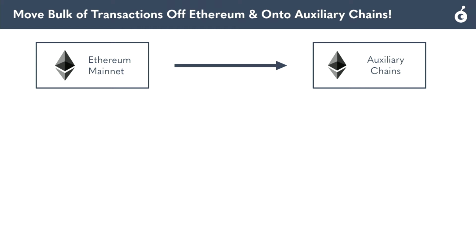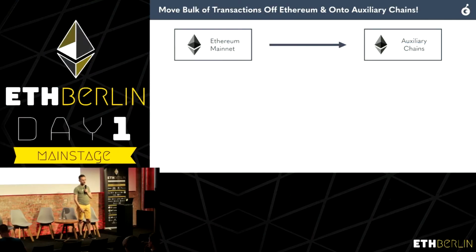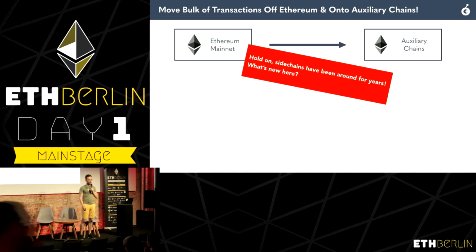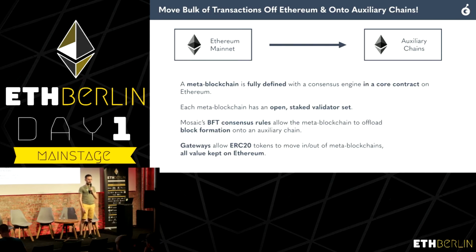So let's do that. Let's move all transactions off of Ethereum onto auxiliary chains. But hold on, sidechains, they've been around for years. What's new here? Right, and so to make the point, the meta blockchain is fully defined with a consensus engine in the core contract on Ethereum. Each meta blockchain has an open staked validator set. It has Byzantine fault-tolerant consensus rules that allow you, and this is the interesting part, to move the block formation of your meta blockchain off of Ethereum onto an auxiliary system.